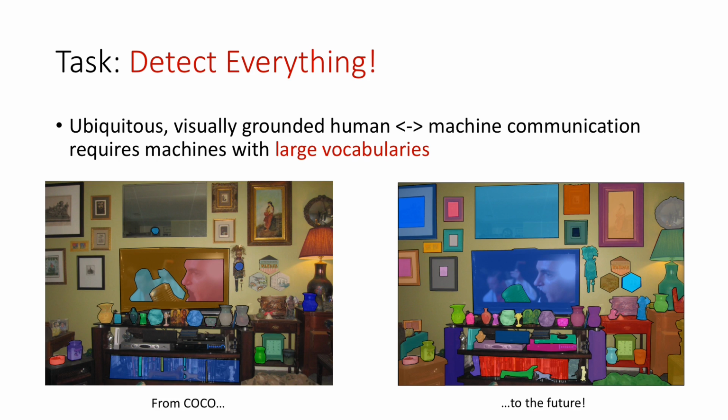Our goal in the LVIS project was to provide a dataset and benchmark for research on this scenario. We want to take the field of object detection from the world of COCO with its 80 categories into the future, where detectors will be able to detect thousands of different object categories. That is, we want to support the task of detecting everything in an image.